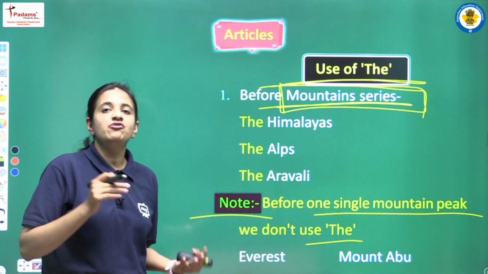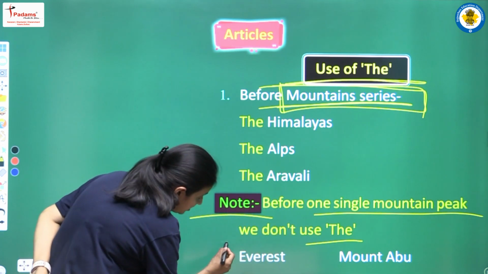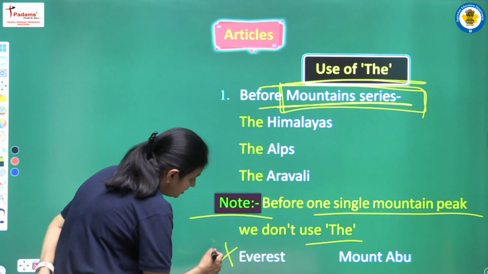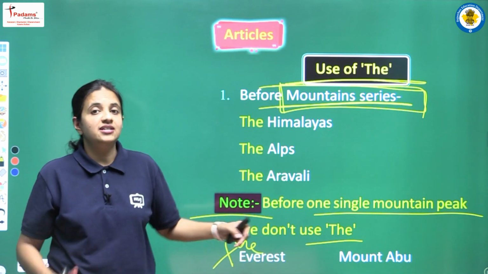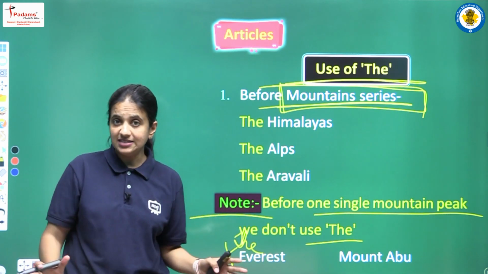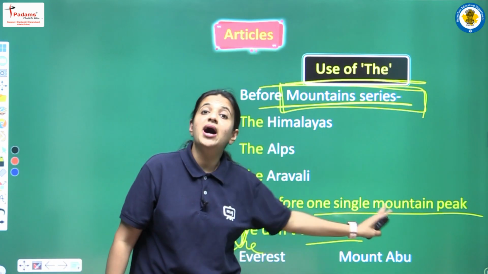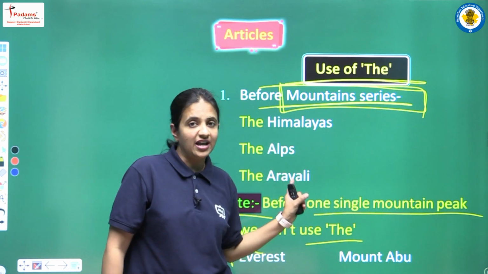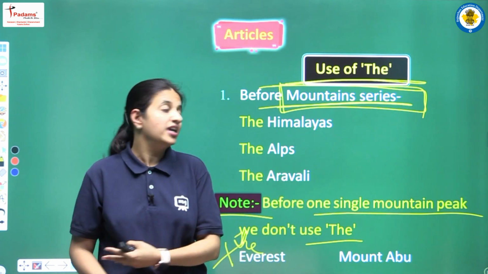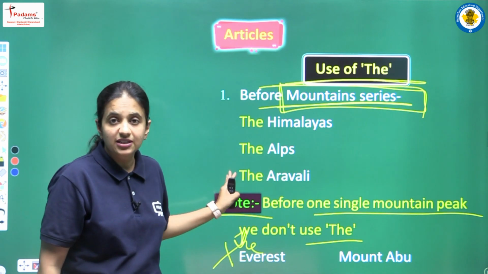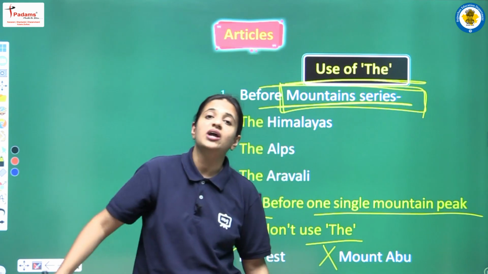It cannot be used before one single peak, like Everest. Before Everest we cannot use the. If we write the Everest, then our answer is absolutely wrong. Why? Because Everest is a single peak, not a mountain series, since Everest is a part of the Himalayas. Similarly, for Mount Abu we cannot use the, because Mount Abu is a part of the Aravallis. For Aravalli we have to use the, but for Mount Abu we cannot write any article.